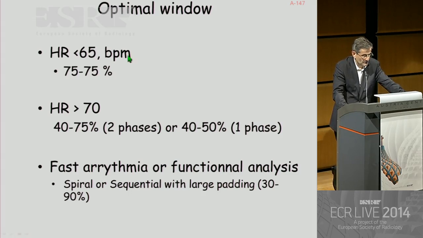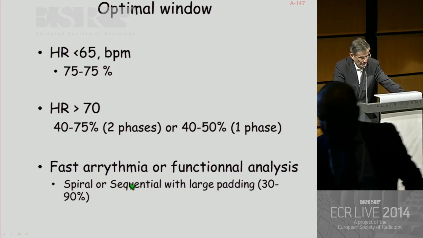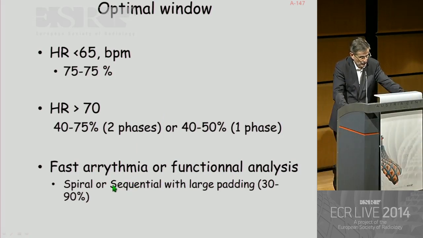But of course, this works when the rhythm is regular. In case of arrhythmia, or if you need functional analysis for some reason, or valve analysis, probably you will need to do spiral imaging or sequential with a large padding. On the safe side, it's between 30 and 90%.